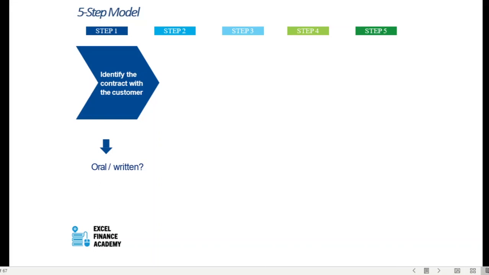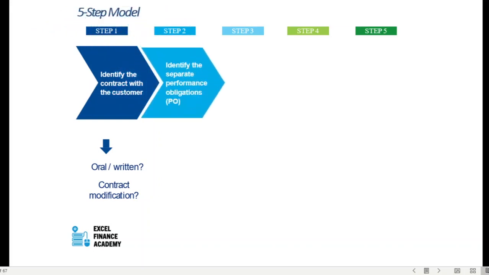In this video, we will look at all the 5 steps, and then in the coming videos, we will look at each and every step more closely, answering questions such as the modification of the contract. What if there is a modification? Each contract which has been modified will be treated as a separate contract, and the revenue recognition needs to change after each modification.